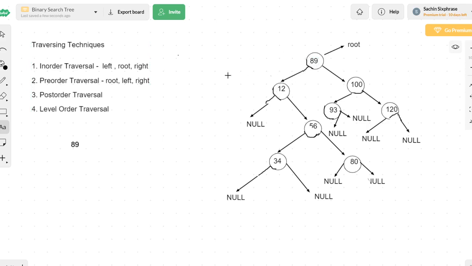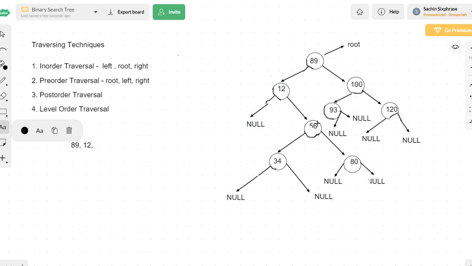After coming to the left, again the first importance is to the root. So after coming here to 12, the importance is given to the root. Root means 12, so after 89, 12 will be printed. Okay, 12 is printed. Next, after printing this root, importance has to be given to left. Left is null. So root is printed, left is null, so now we have only one choice: to go to the right.